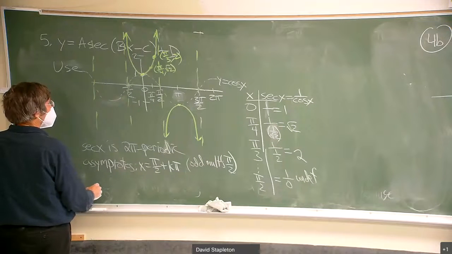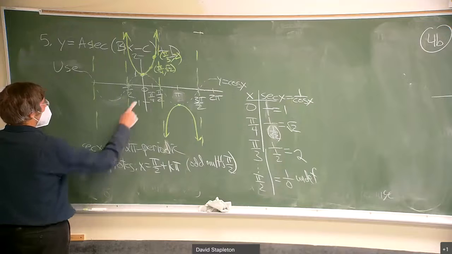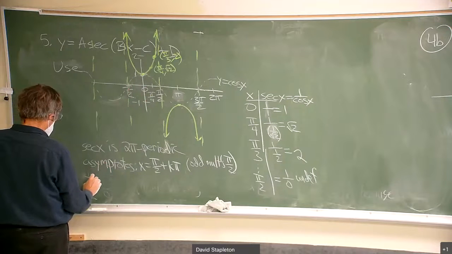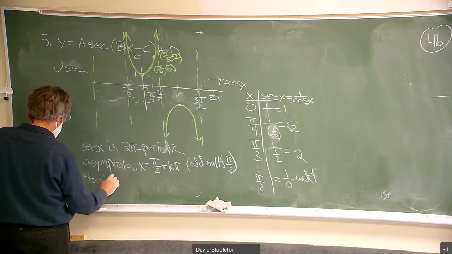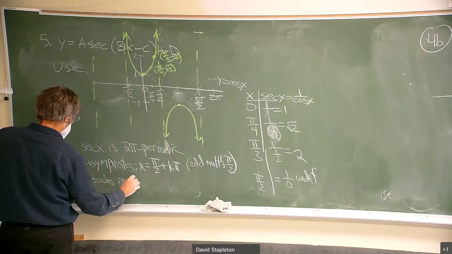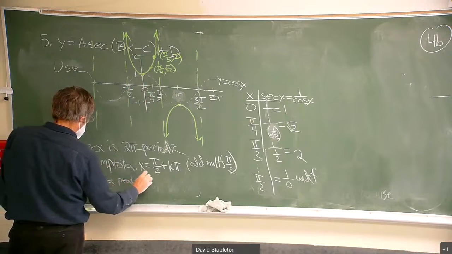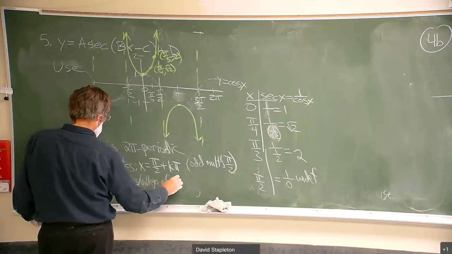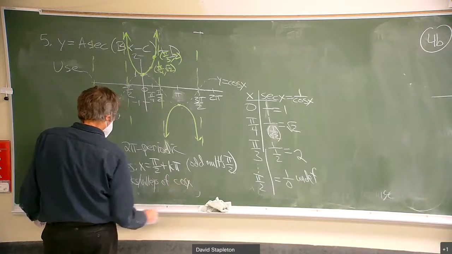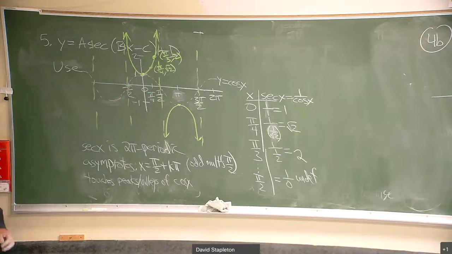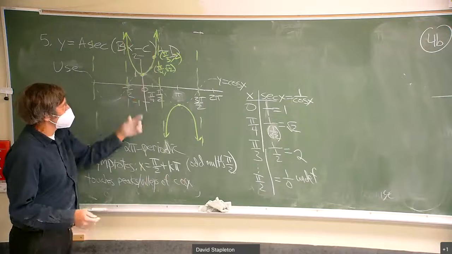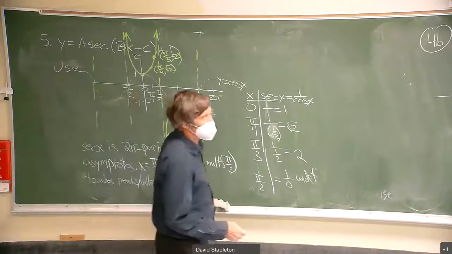And then it has peaks, and it just touches the peaks and valleys of cosine. Peaks and the valley bottoms. That's how you draw it. Here's how I always draw the secant anymore. I just imagine the cosine function here and I make the secant touch the peaks and valleys. That's it, and have asymptotes where cosine is 0.